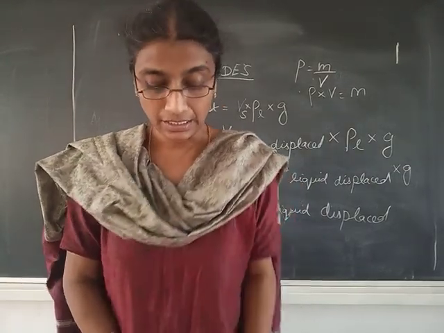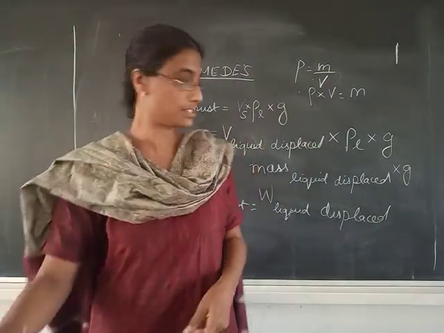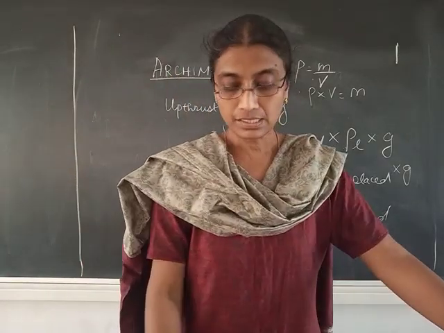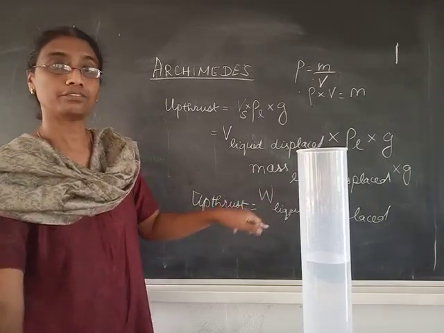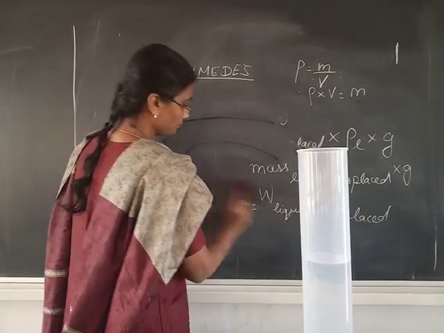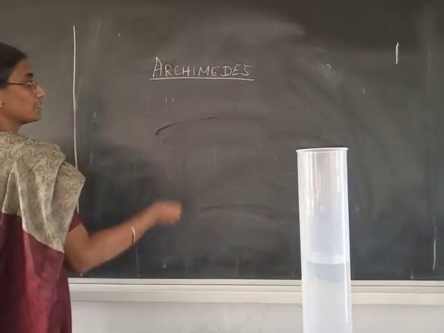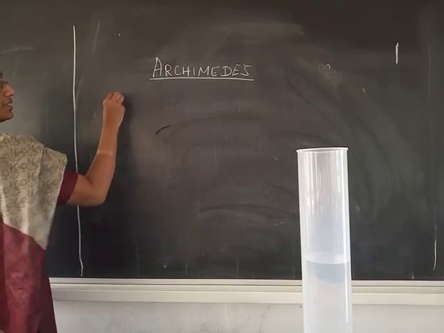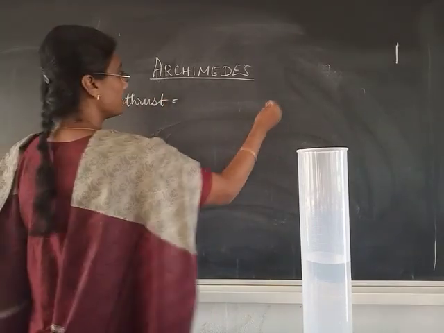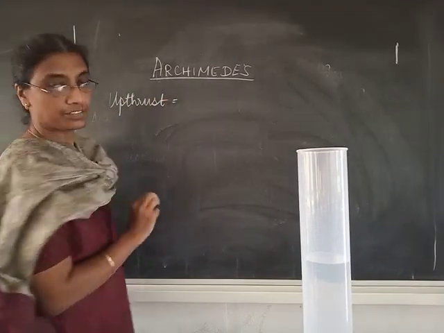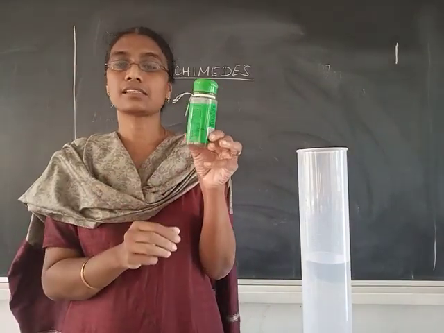Now, I'm going to show you the practical experimental verification of Archimedes principle. This is how the conclusion of Archimedes principle came. Now we are going to prove or verify Archimedes principle. According to Archimedes principle, upthrust should be equal to the weight of the liquid displaced. Two things we have to find, upthrust and the weight of the liquid displaced, and then both should come out equal.